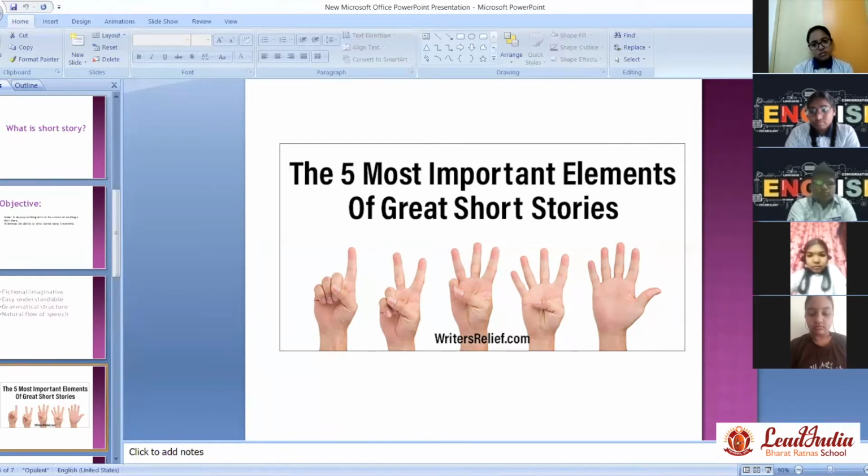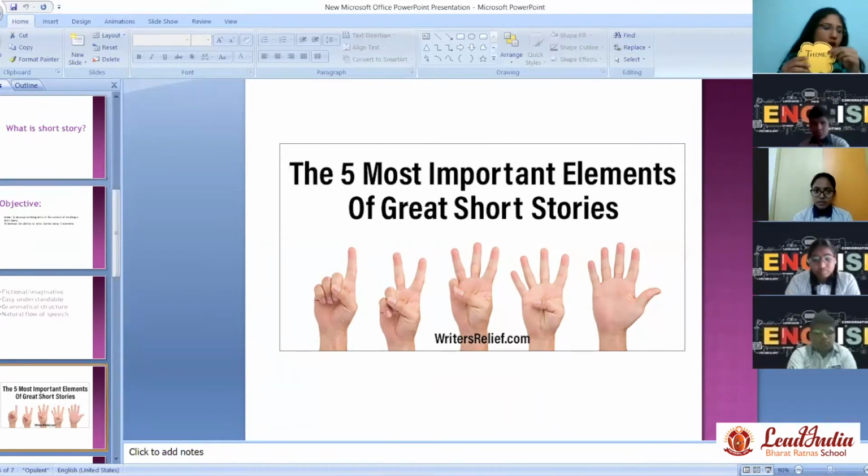Yes. Now, this is the theme. The theme is like the main gist of the story. It could be victory over evil. It could be how to be honest. So the theme is decided first. Only then can we proceed with the story. When we say the first element, it is the theme.